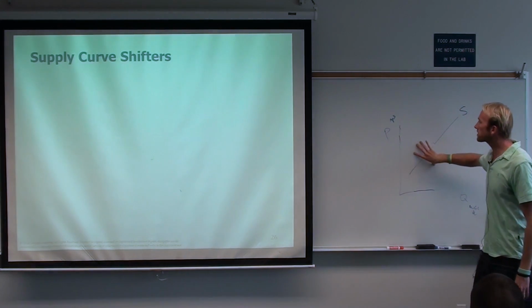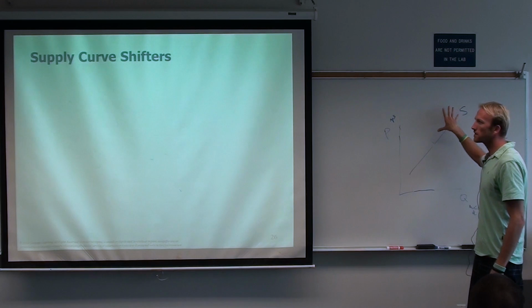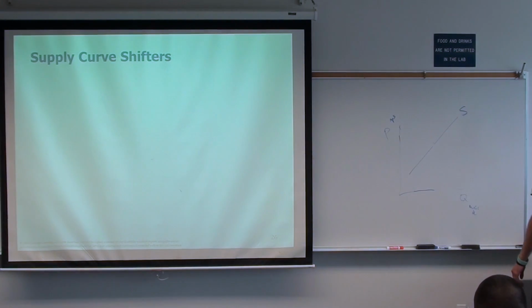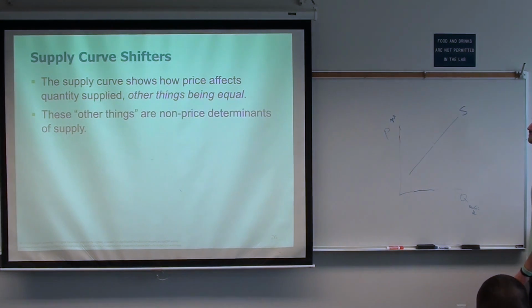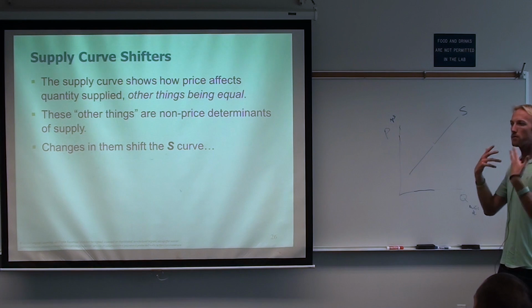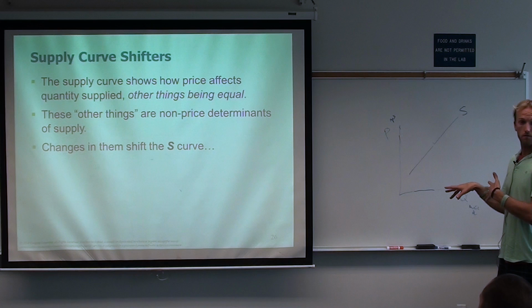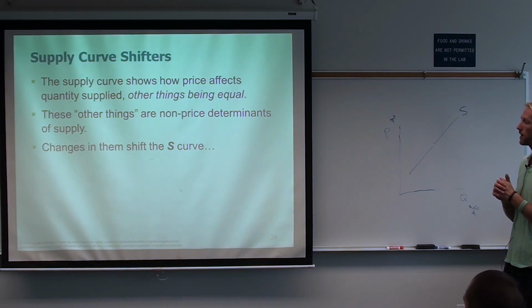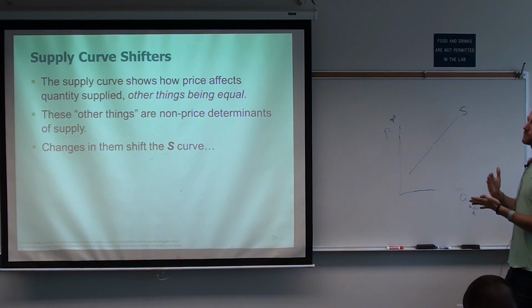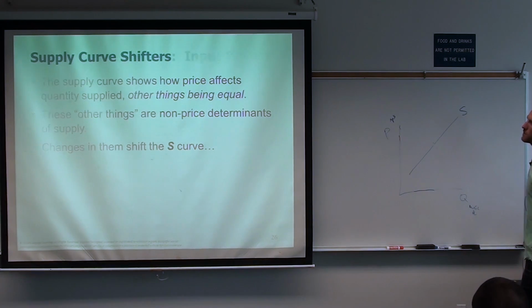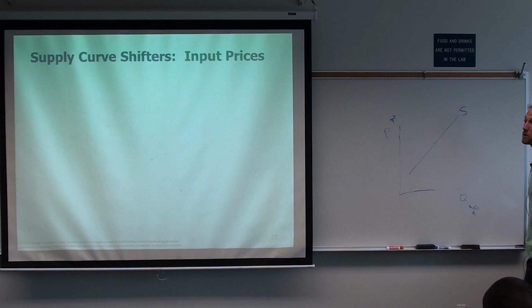So this only works for everything else being held equal. The only thing that can change is price. If anything else changes, we call it a supply curve shifter. So all other things, non-price determinants of supply, if they change, it shifts the supply curve. All right, so let's talk about the first one, input prices.